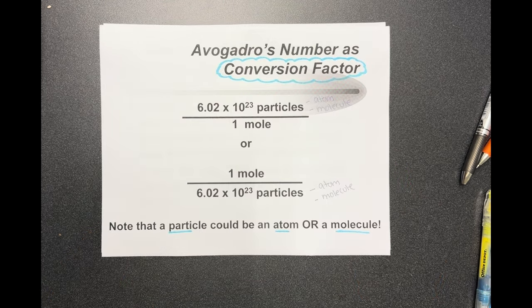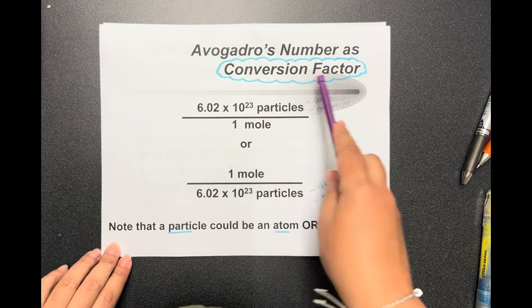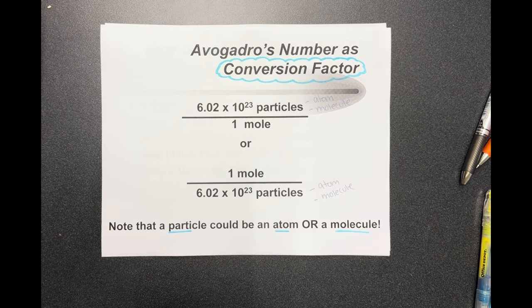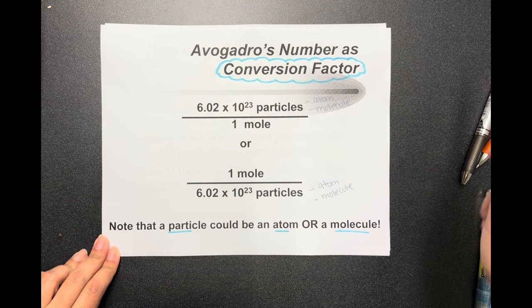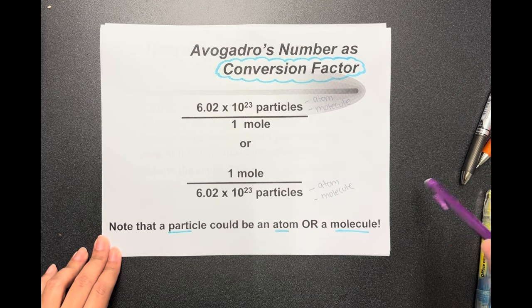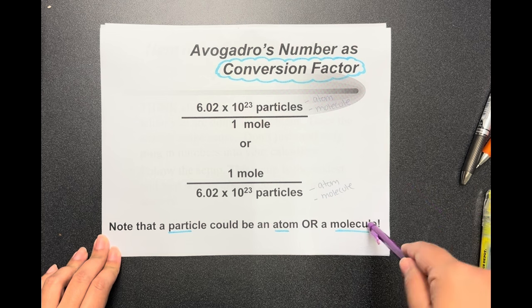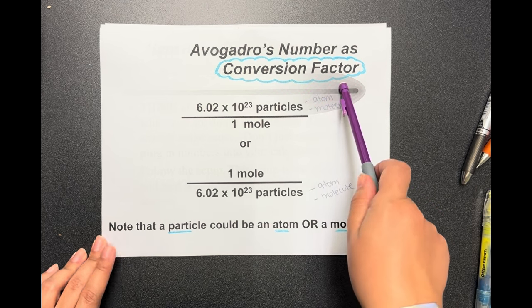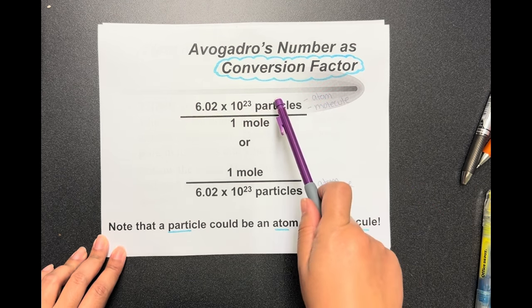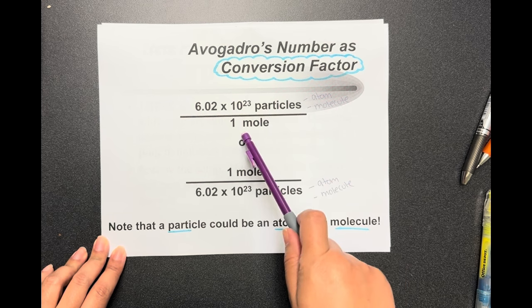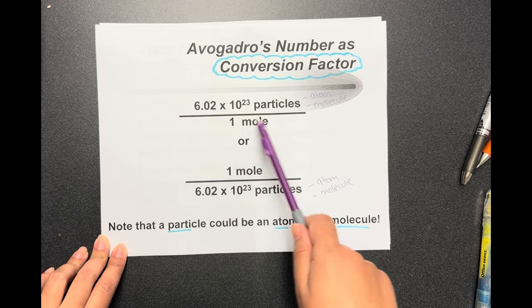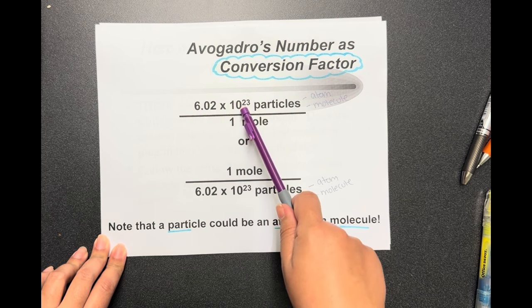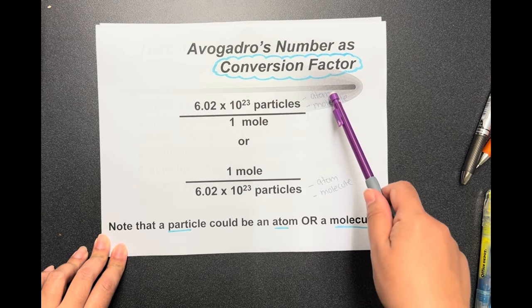The first thing we need to talk about is something called a conversion factor. Last time we saw this was in chapter 1, I believe, when we were converting from grams to kilograms to meters, centimeters, kilometers. A conversion factor is a fraction in which the top quantity and the bottom quantity are equal to each other. So 1 mole is the same thing as saying 6.02 times 10 to the 23 particles, or atoms, or molecules.